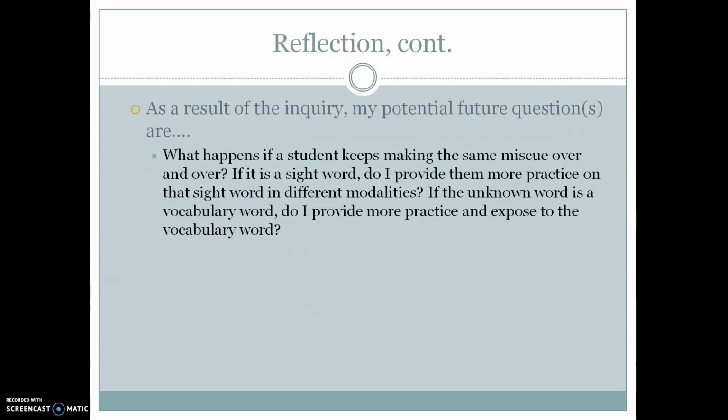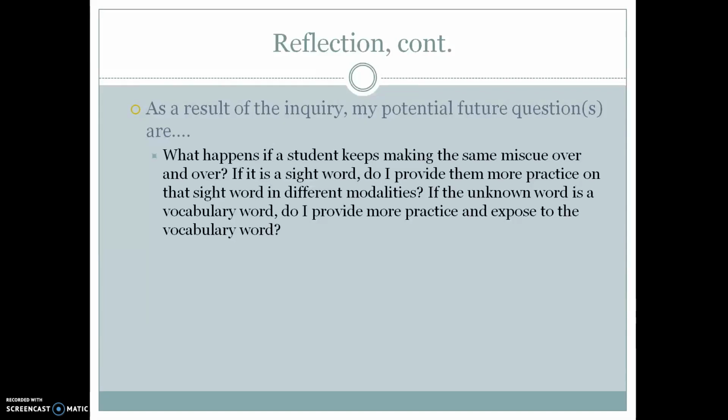As a result, what are my potential future questions? What happens if a student keeps making the same miscue over and over? If it is a sight word, do I provide them more practice on that sight word in different modalities? If the unknown word is a vocabulary word, do I provide more practice and exposure to the vocabulary word? That question is always what's been coming to my mind.